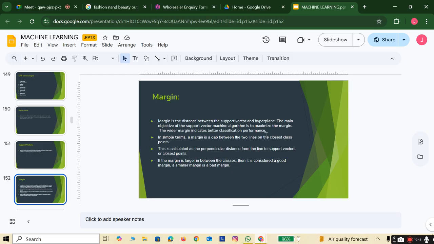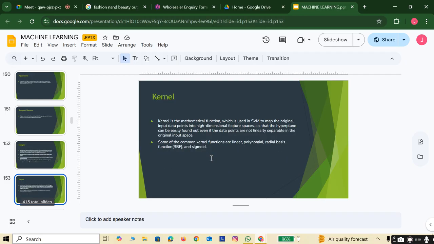So the main objective of support vector machine algorithm is to maximize this margin. The wider the margin, the better the classification performance. In simple terms, a margin is a gap between the two lines on the closest class points. This is calculated as the perpendicular distance from the line to support vectors or closest points. So it must form 90 degrees from the support vector to the hyperplane. If the margin is larger in between the classes, then it is considered a good margin. A smaller margin is a bad margin.